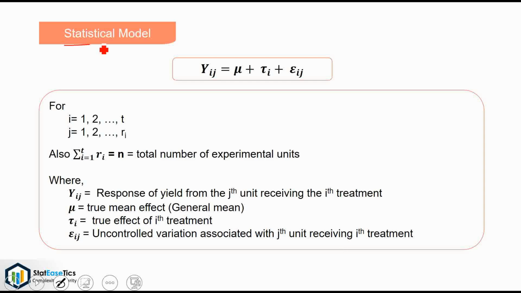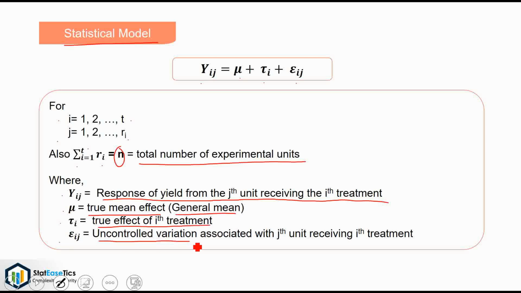Now, let's see the statistical model of CRD, which is Yij is equal to mu plus tau i plus epsilon ij, for i is equal to 1 up till t, j is equal to 1 up till ri. Also, summation i is equal to 1 up till t of ri is equal to n, which is equal to the total number of experimental units, where Yij is the response or yield from the jth unit receiving the ith treatment. Mu is the true mean effect or general mean. Tau i is the true effect of the ith treatment. Epsilon ij is the uncontrolled variation associated with the jth unit receiving the ith treatment.